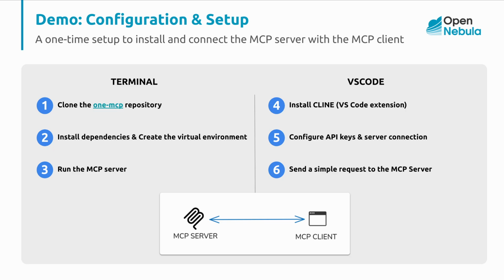Once we have tested that the server is running correctly, we'll switch to Visual Studio Code. In Visual Studio Code, we are also going to install the CLINE extension, configure the connection, and then send our first request to confirm that everything works as expected.